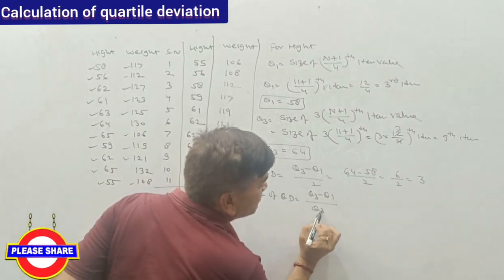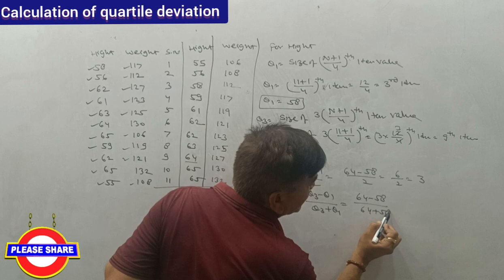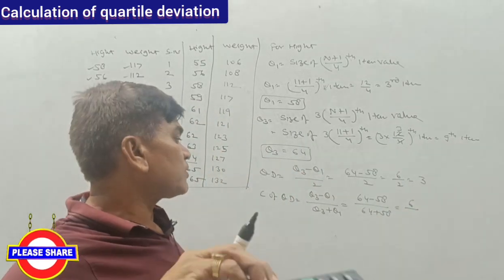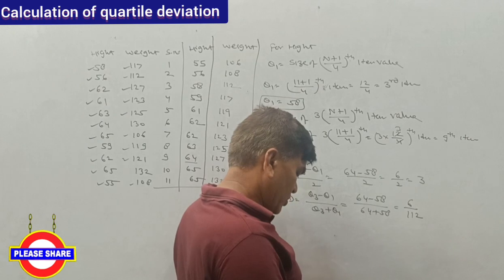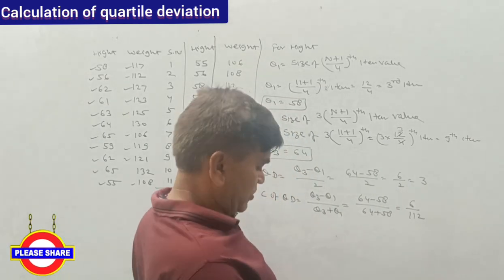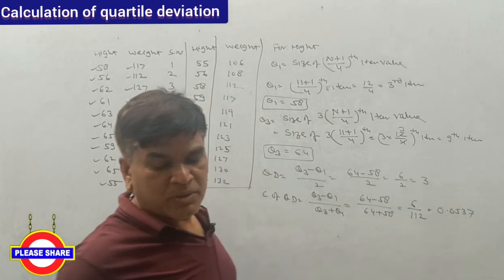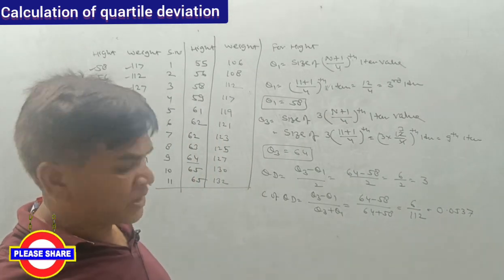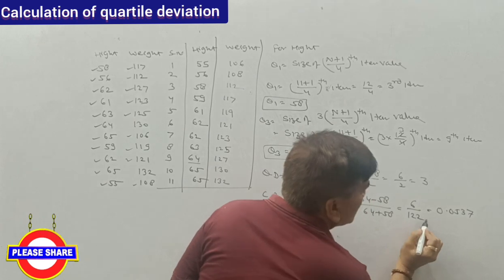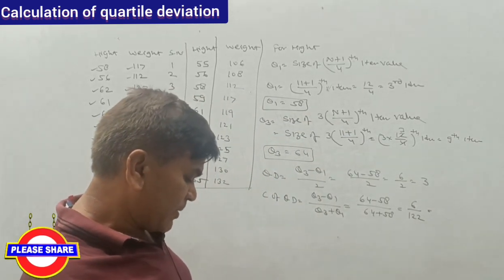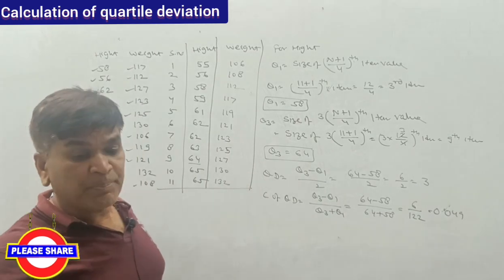And the coefficient of quartile deviation, that is Q3 minus Q1 upon Q3 plus Q1, is equal to 64 minus 58 upon 64 plus 58. 6 divided by 64 plus 58, that is 122. So 6 divided by 122, that is 0.049.